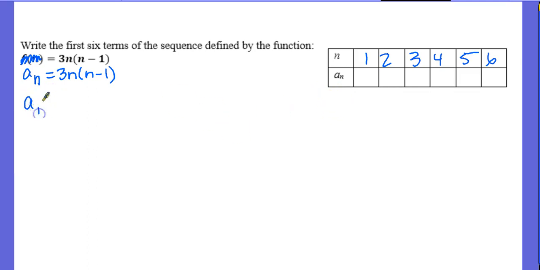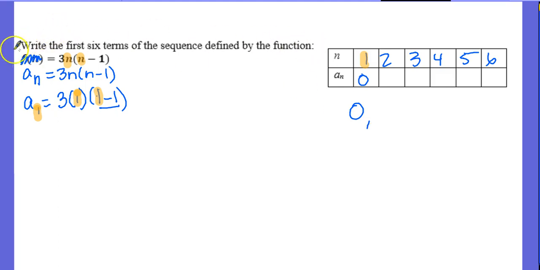So we'll do a sub 1 is equal to 3 times 1 times 1 minus 1. Just replacing the n's with 1s, because that's what it says. So we do a little math. That's 0 times 3, which is 0. So the first number in our sequence is 0. And it's a sequence, so I'm going to put a comma.